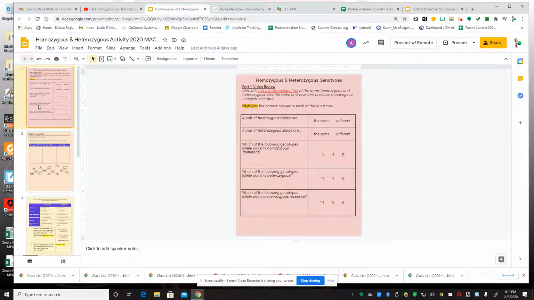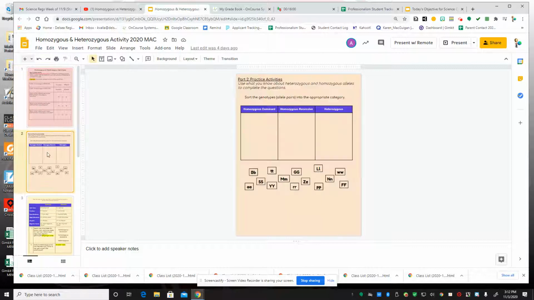So the first slide is dealing with homozygous and heterozygous and what are the alleles. So you're going to just highlight those correct answers to those questions. The orange slide is going to be part 2, which is basically dragging and dropping those combinations of those letters to the respective H words. So you have homozygous dominant, homozygous recessive, and heterozygous.